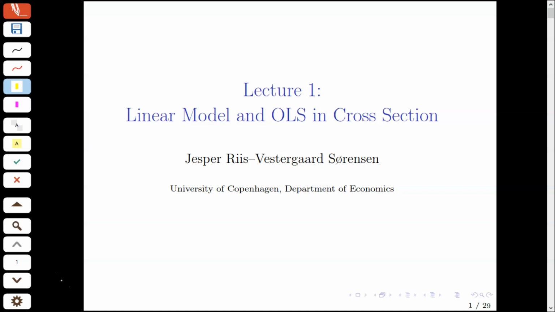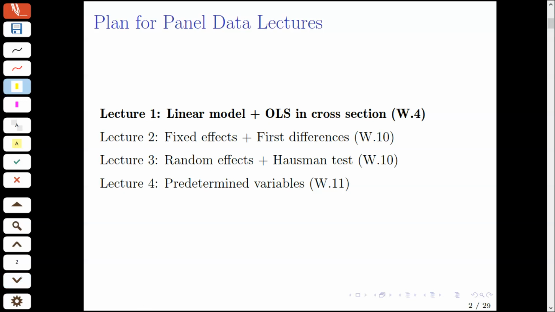All right, so today's lecture is going to be on the linear model and OLS in the cross-section. Today's lecture is going to be the first part in a series of lectures covering various topics within the umbrella topic of linear panel data models. While today's topic is not specifically on panel data, it will serve as a nice prelude to the following, well, almost handful of lectures.